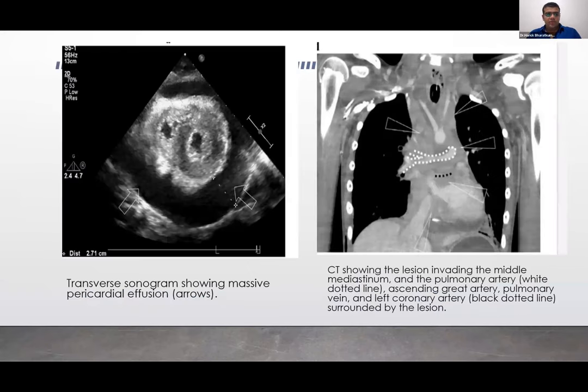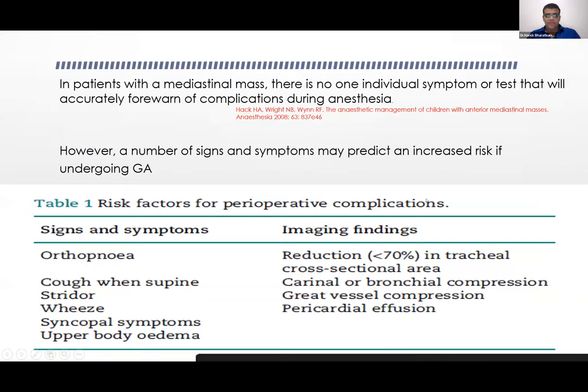So this is an echo photo showing a large pericardial effusion. And this is another CT photo, where you can see the tumor encasing the pulmonary artery and all those vessels around it. So in anesthesia, what we say in patients with a mediastinal mass is that there is no one individual symptom or test that will accurately forewarn of complications during anesthesia. However, we have certain predictive signs and symptoms and imaging findings.